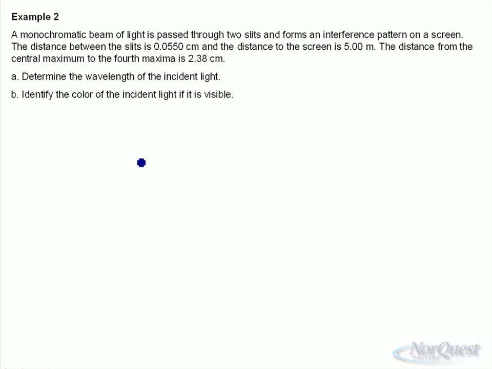First thing we've got to do is sort out our numbers and figure out what they represent. D stands for the distance between the slits. We need to convert these all to meters. So it's 0.0550 times 10 to the negative 2 meters.